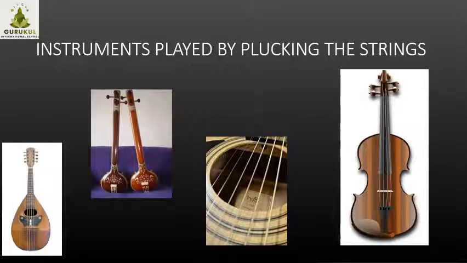It will be breaking because it does not have as much strength as metal. So the strings of musical instruments are always made of metal. Okay, so here I have shown different types of instruments which are played by plucking the strings.